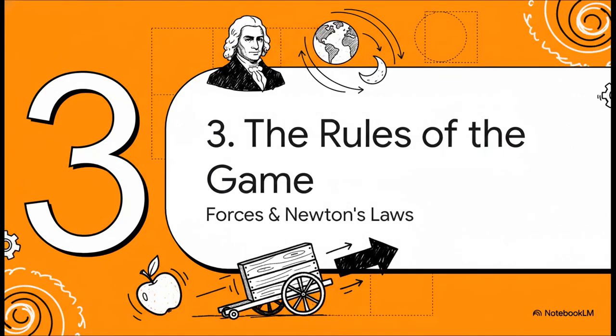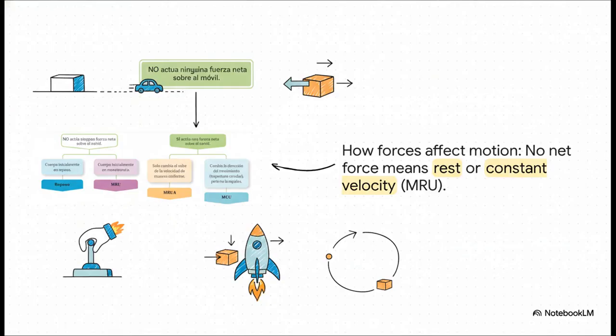So we know how to describe motion, but we haven't talked about why motion changes. Why do things speed up or slow down in the first place? Well, the answer is forces. And the guy who wrote the rule book for all of this was, of course, Isaac Newton. This little flowchart pretty much sums it all up.